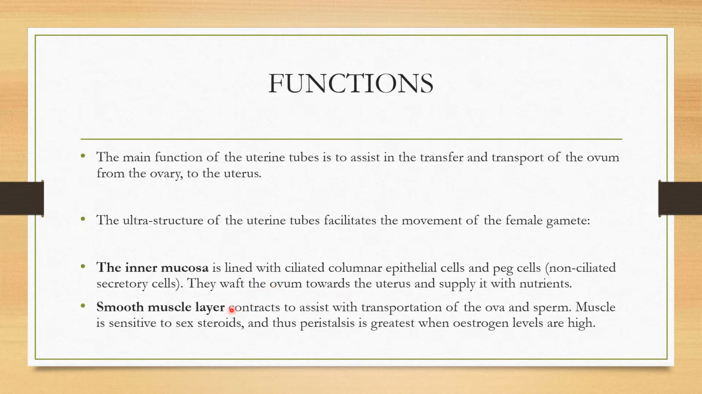The smooth muscle layer contracts to assist with the transportation of ovum and sperm. The muscle is sensitive to sex steroids and thus peristalsis is greatest when estrogen levels are very high.